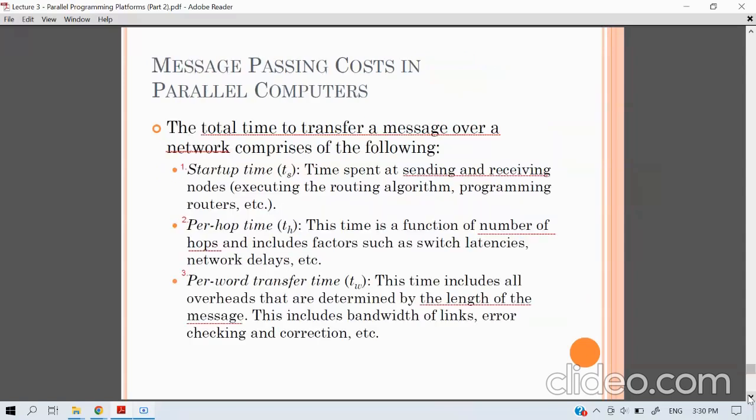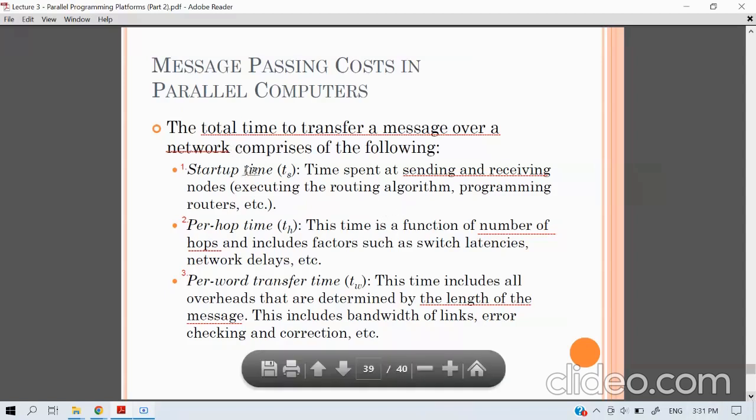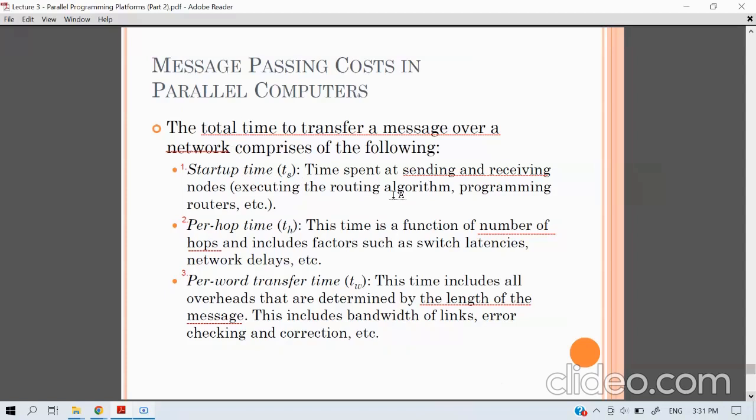Okay. So how do we determine the message passing cost in parallel computers? We need to look at time. Time is very crucial in parallel computing. The total time to transfer a message over a network comprises the following timing measurements. The first one is the startup time, the time spent at the sending and receiving nodes, executing the routing algorithm, programming the routers, and many more.